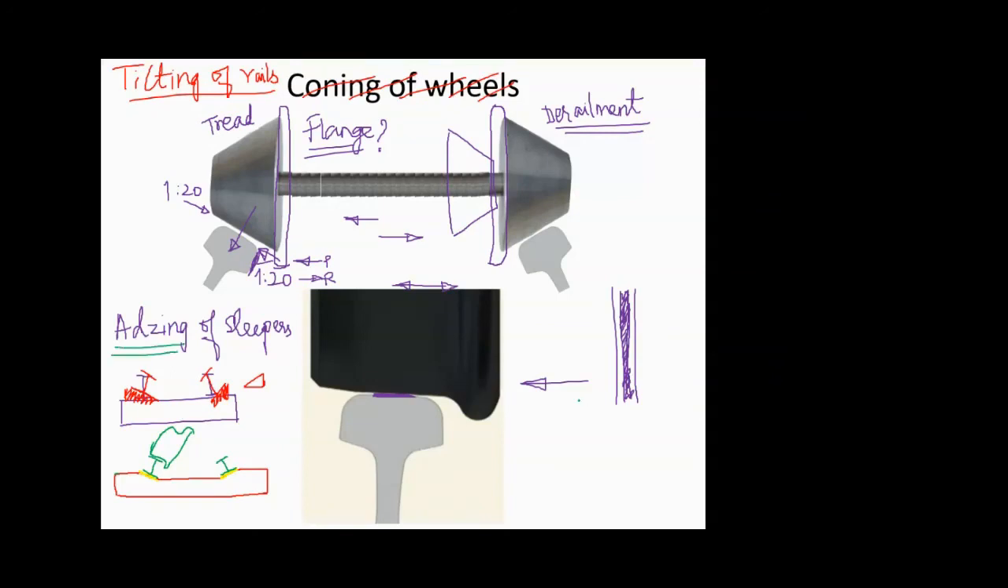So this is the whole concept of coning of wheels and tilting of rails. I hope you have understood it.